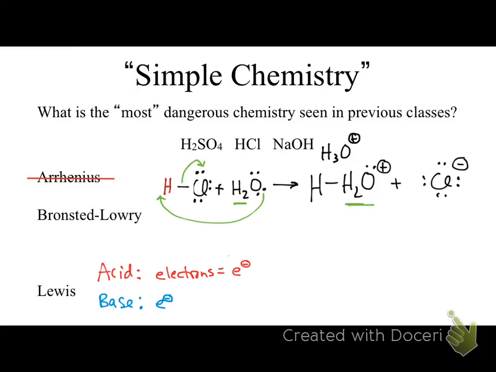What happens to the charge? Lost electrons, so should become positive. What happened to the chlorine? Gained electrons, so it's negative. What we've just done there is a mechanism. We showed how the electrons moved through our structures or between our molecules to produce our products.